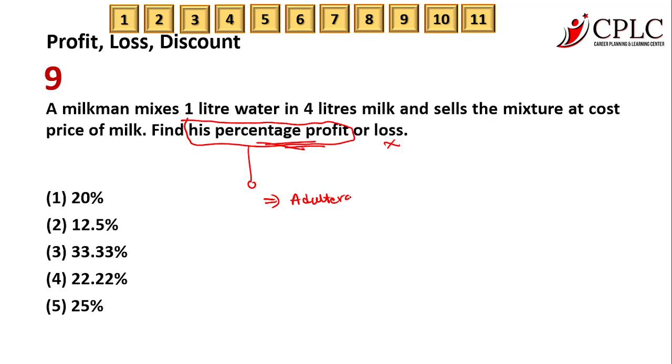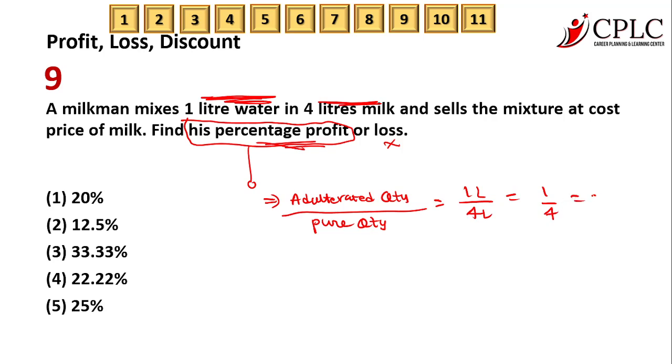The formula is adulterated quantity divided by pure quantity. So how much is the adulteration? 1 liter of water is the adulteration and 4 liters of milk is the pure quantity. Obviously it becomes 1 by 4, and 1 by 4 is 25% straight away, which is answer option 5. So this is how you can solve the question.